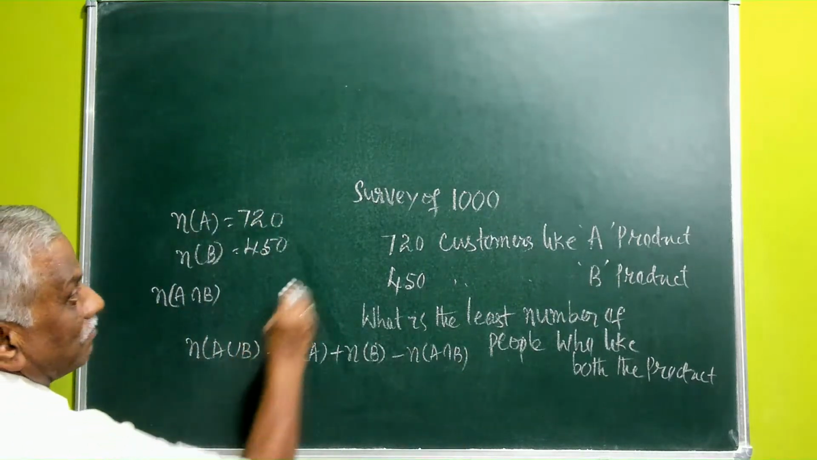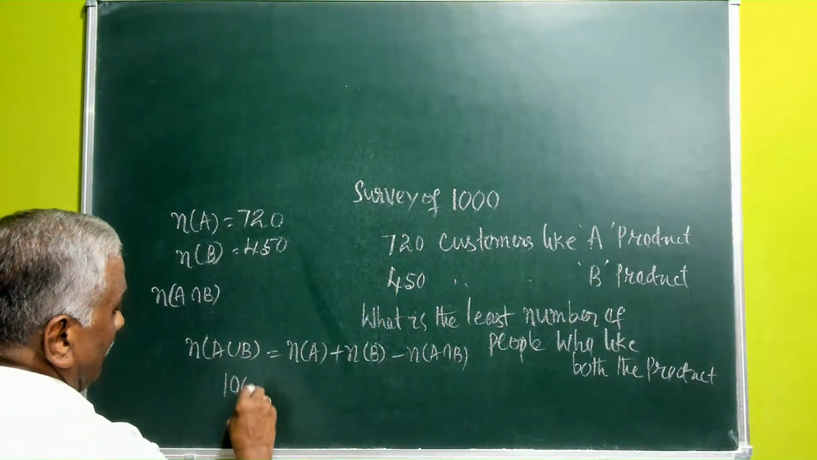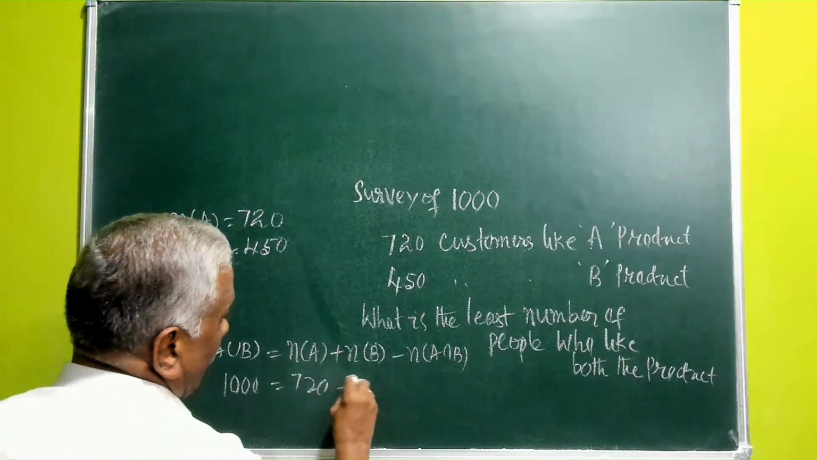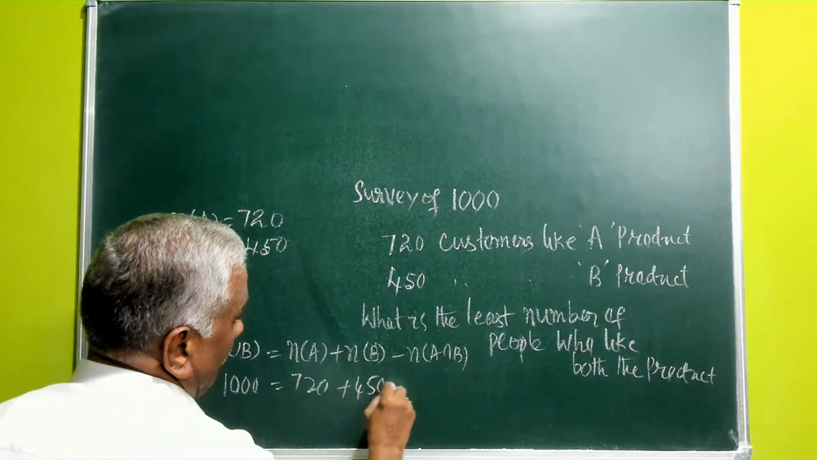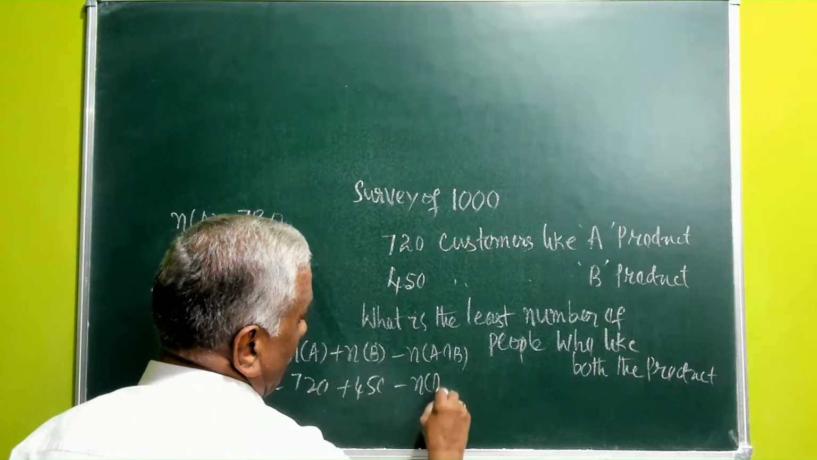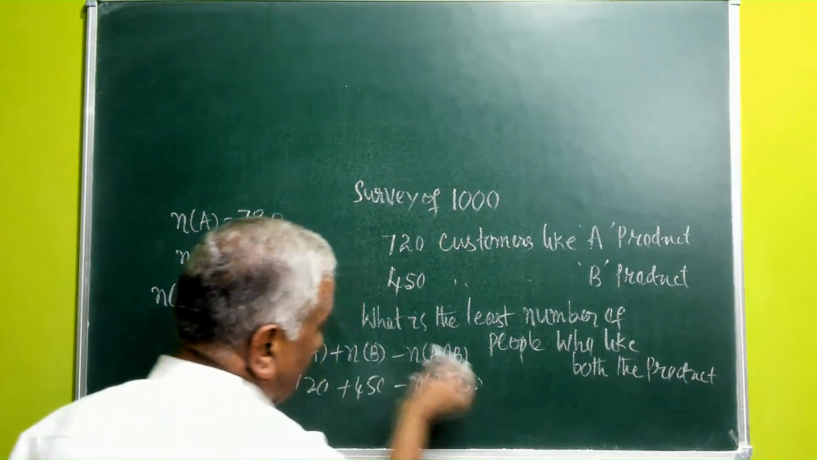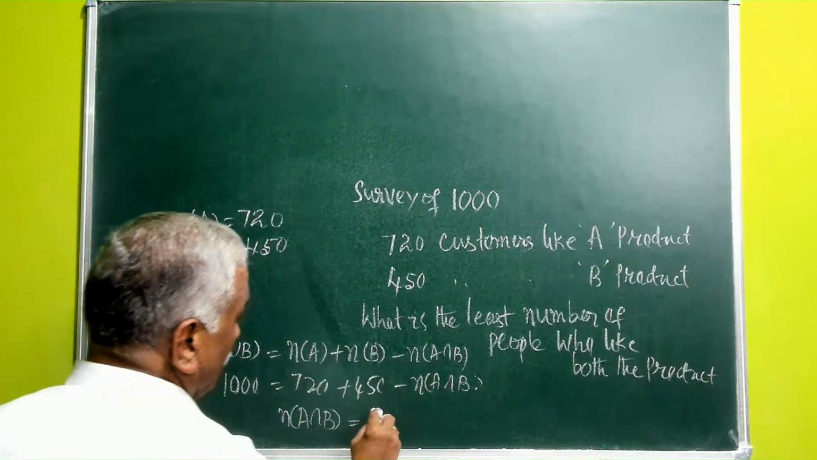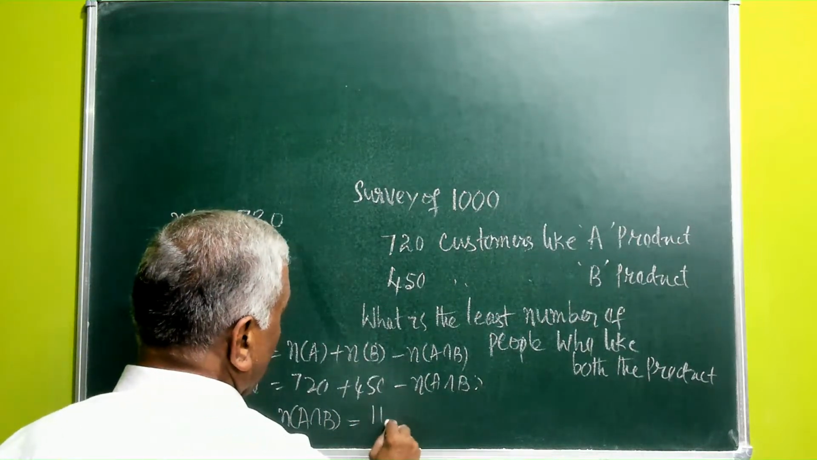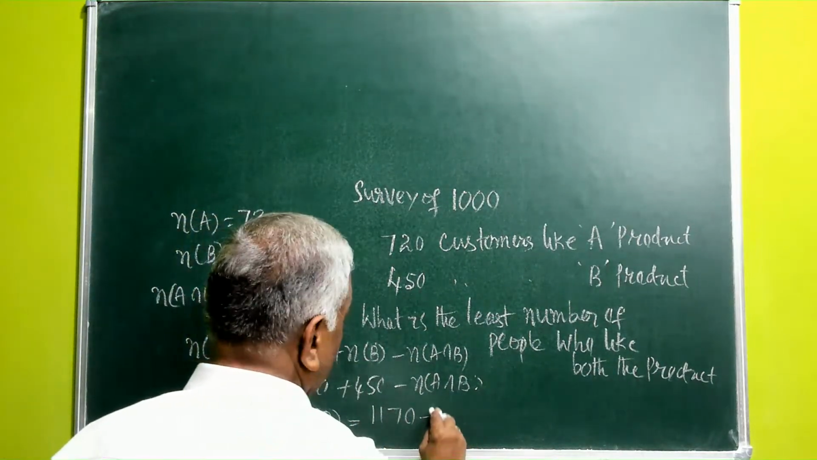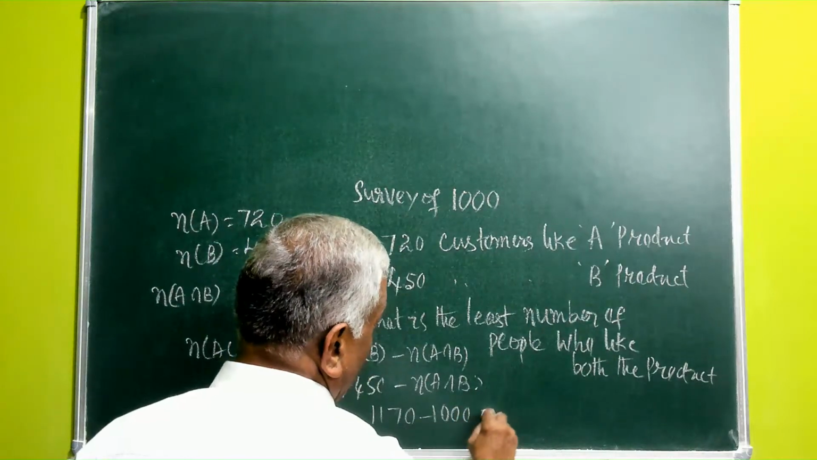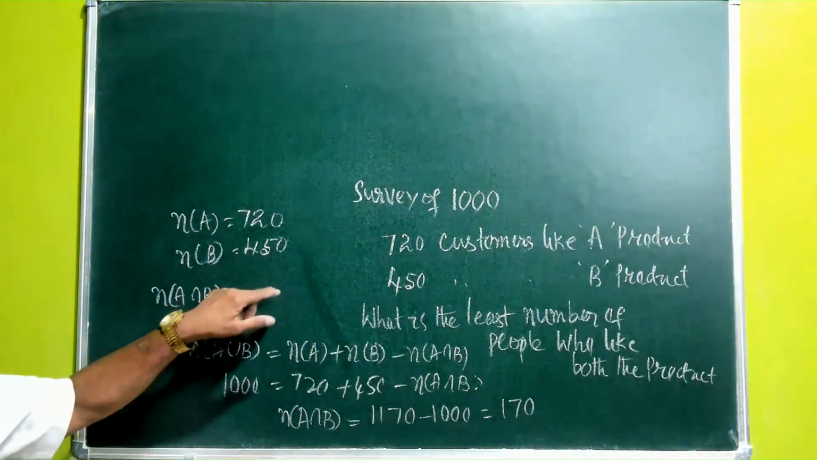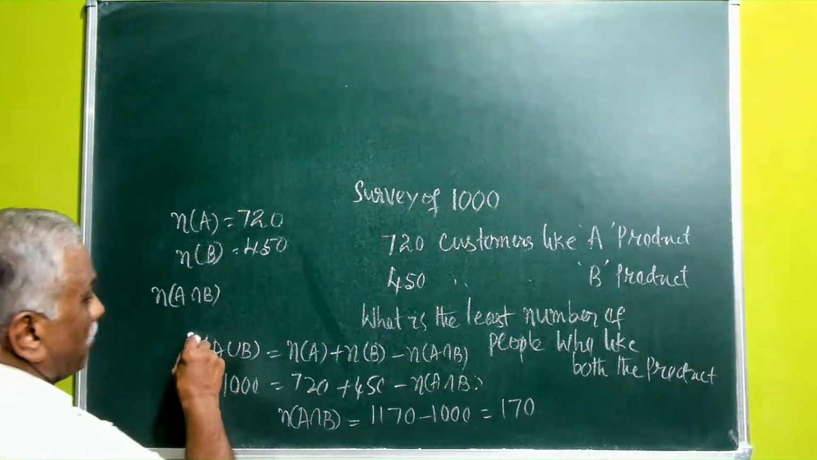So n of A union B is totally 1000 people are there. n of A is 720. n of B is 450. This you have got to find out. Because negative sign is there, bring that this side. n of A intersection B is equal to 1170 minus 1000, that is equal to 170. I repeat, this formula you need to remember.